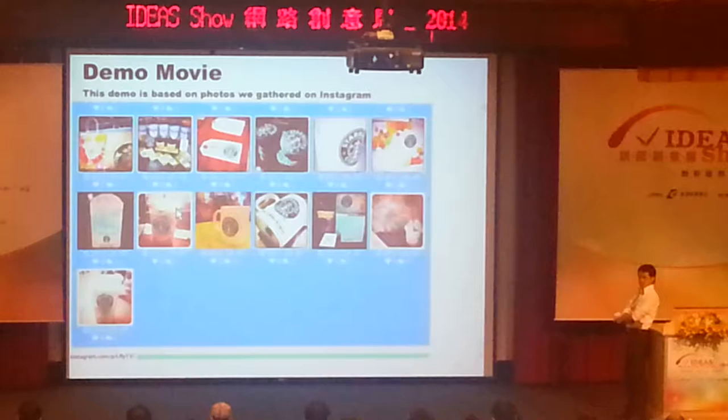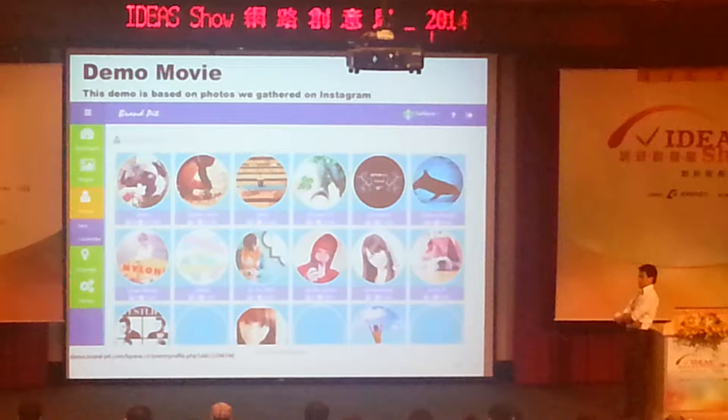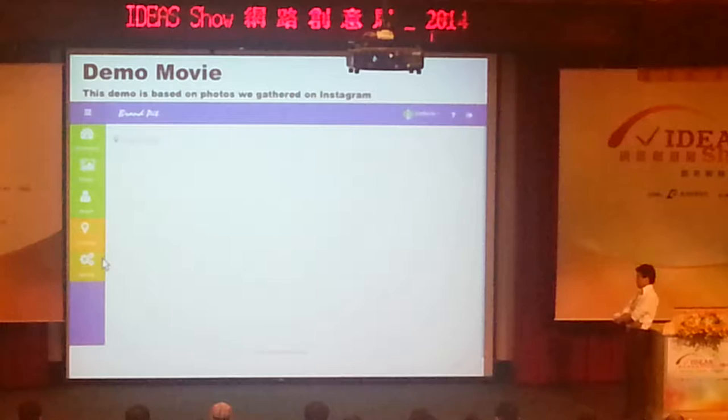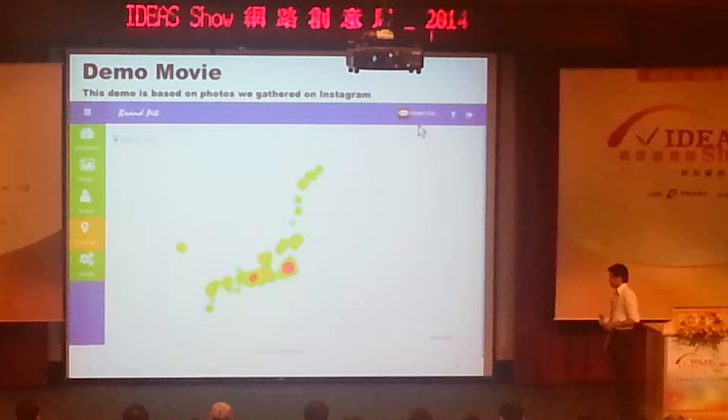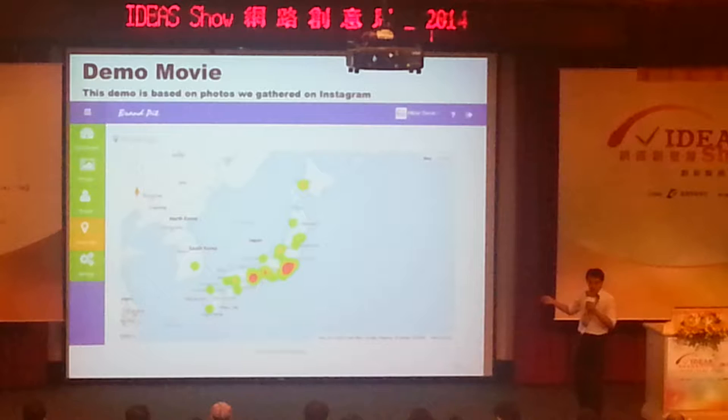You can also see what celebrities have uploaded photos of your brand. Celebrities posting your photos is like having free publicity. Lastly, the heat map shows where people posted the photos. You can switch between different brands using the button on the top right-hand side. We are selling this platform as a monthly subscription basis.